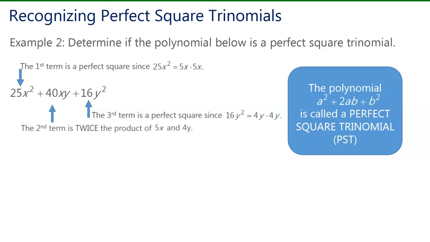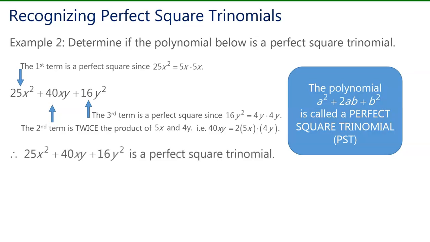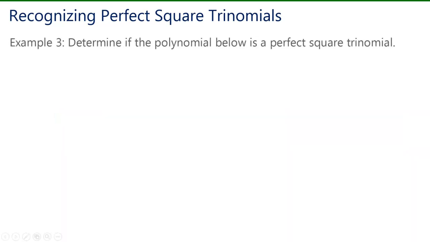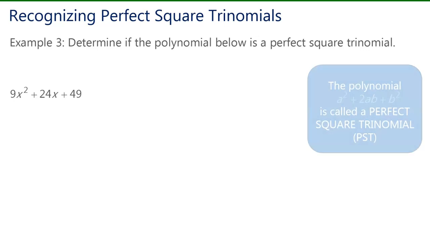The second term is twice the product of 5x and 4y. That is, 40xy equals 2 times 5x times 4y, making the trinomial 25x squared plus 40xy plus 16y squared a perfect square trinomial. Let's do a third example and determine if the polynomial below is a perfect square trinomial: 9x squared plus 24x plus 49.